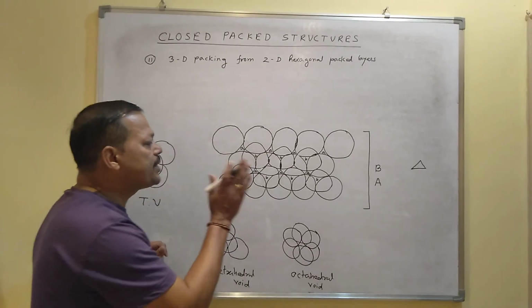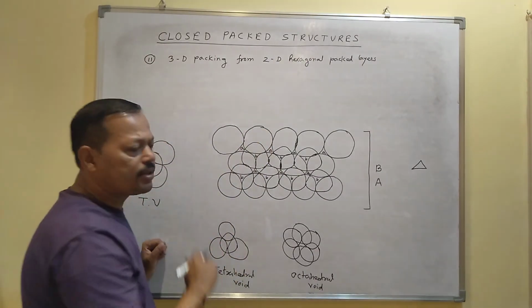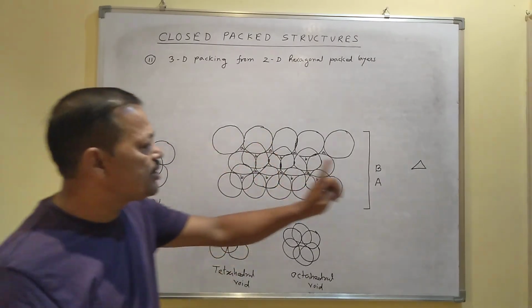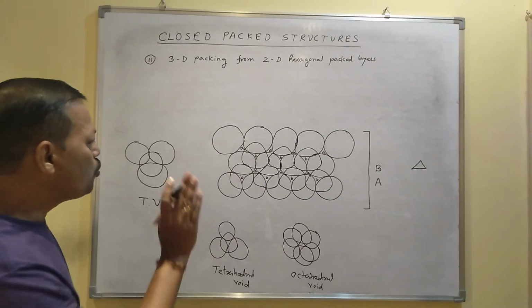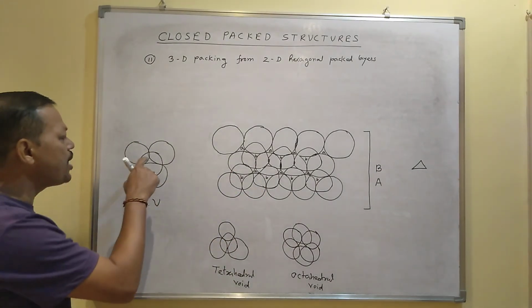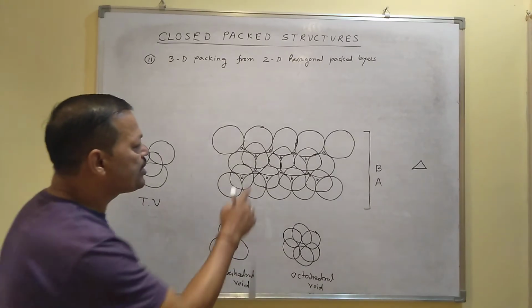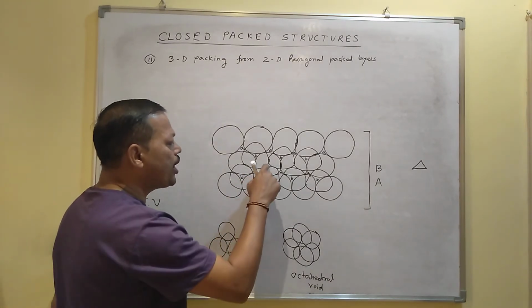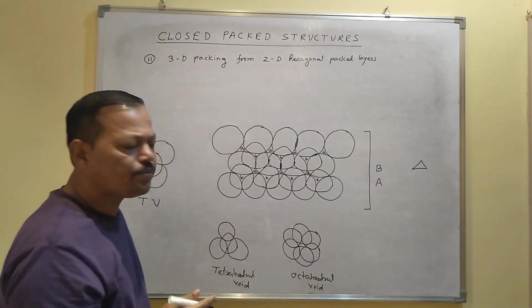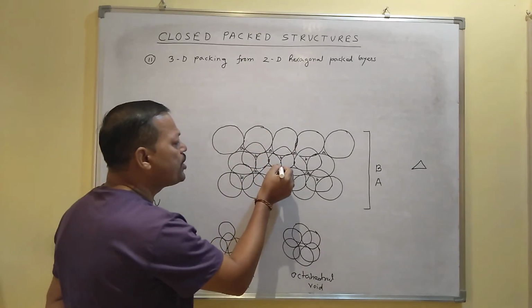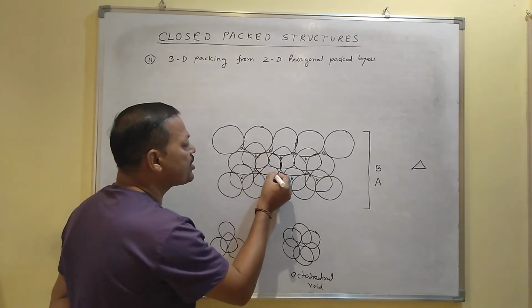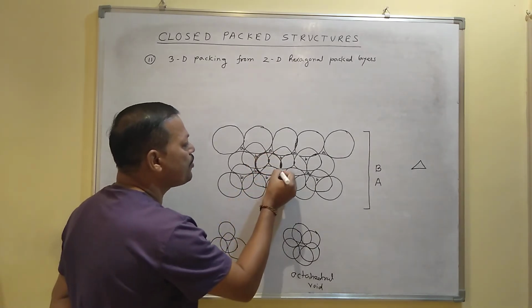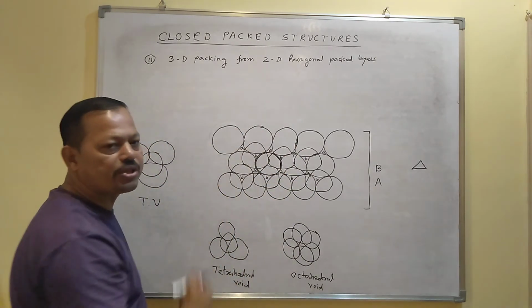Now when you place the third layer particle, this is the first layer, second layer, one is named A, one is named B. We will place the third layer particle above the uncovered tetrahedral void. This is one uncovered tetrahedral void, so you have to place above this void. Then the third layer particle will be similar to the first layer particle, like this. The first layer particle and third layer particle take the same position.